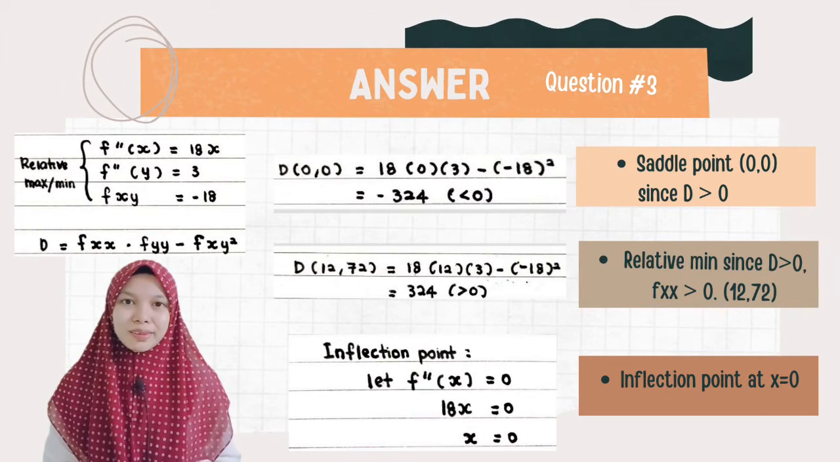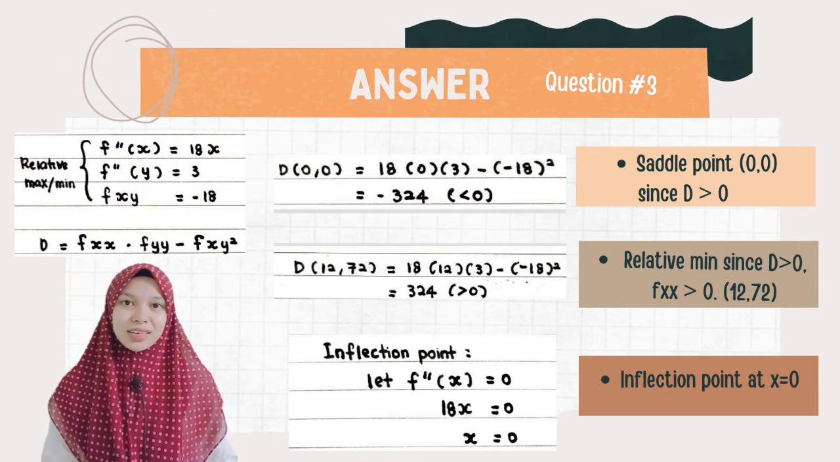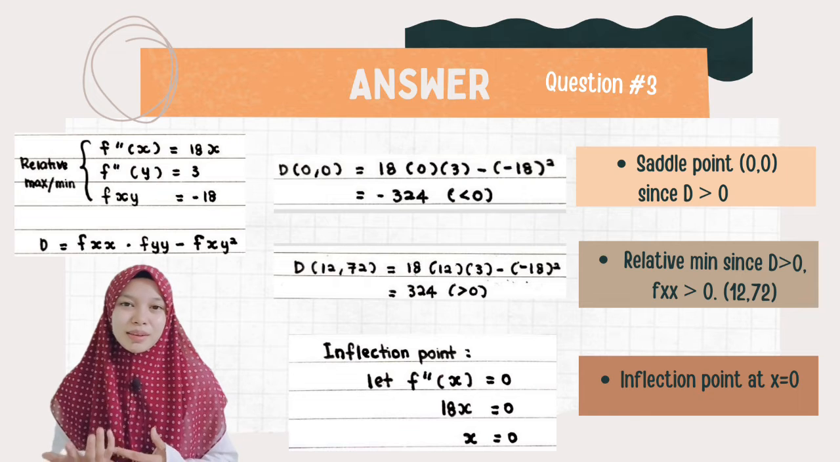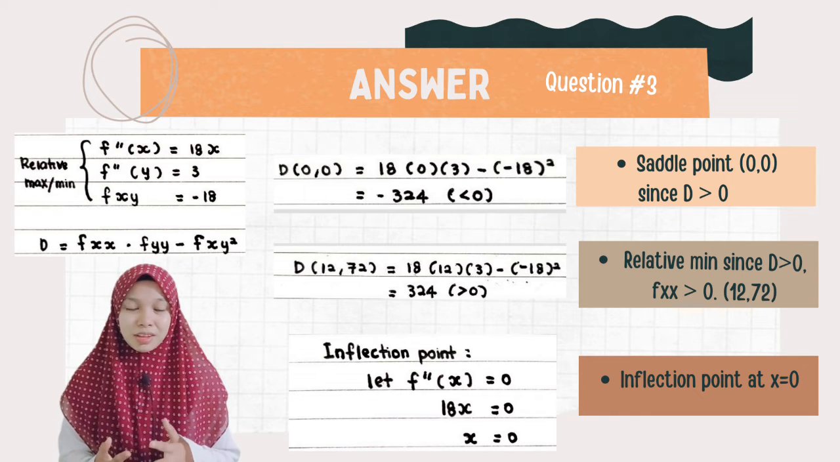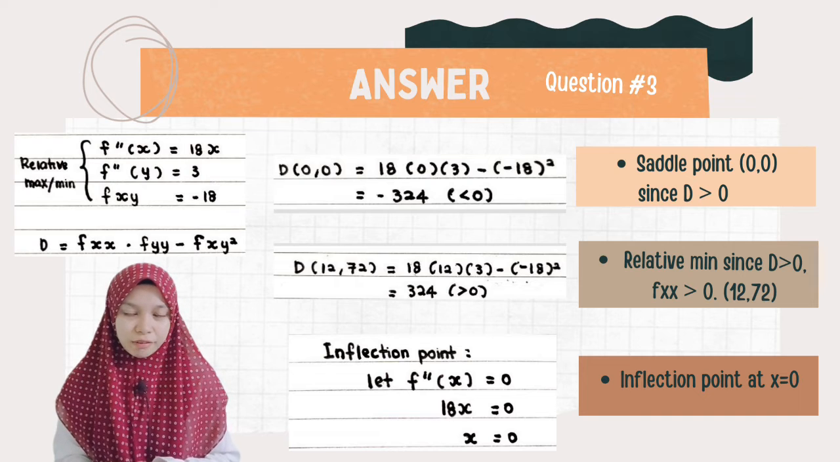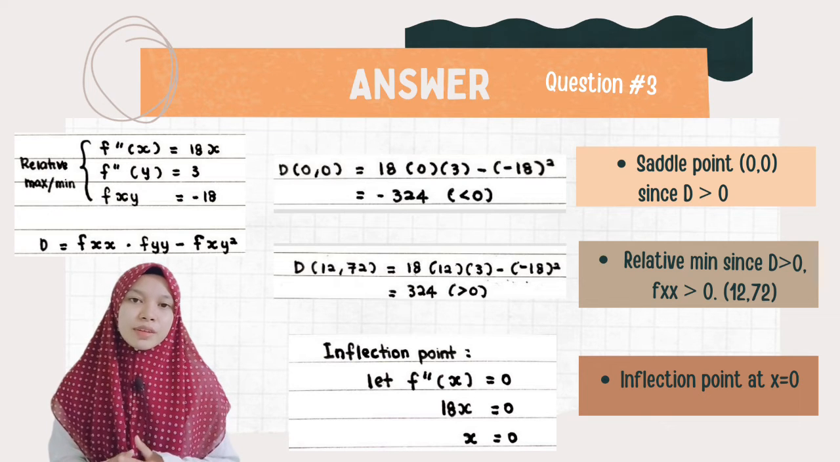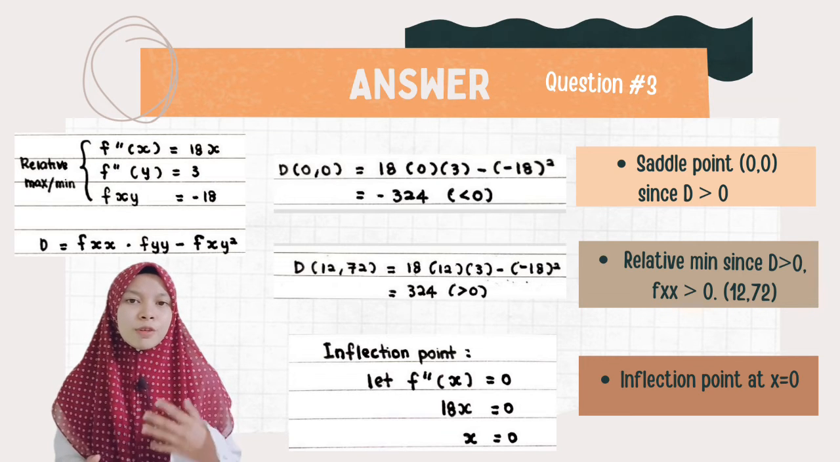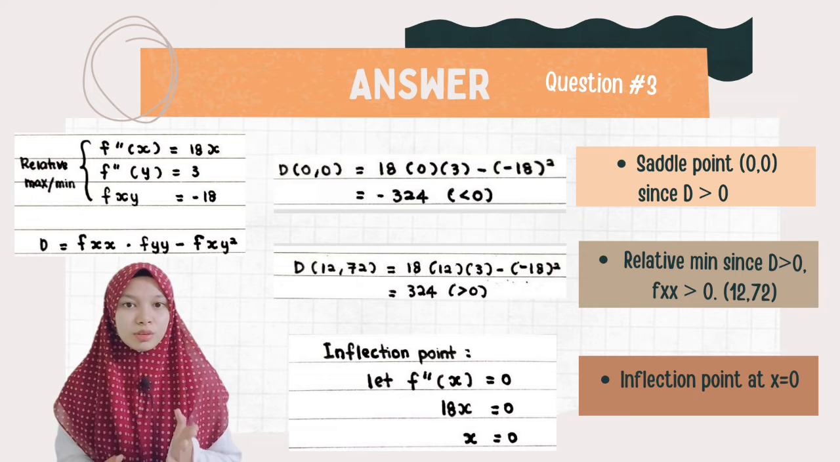Next, I will move to the second instruction, which is to determine whether the points we get from the function are a relative maximum, relative minimum, inflection point, or saddle point. Firstly, we need to take the second order partial derivatives. The second derivative f_xx equals 18x, and the second derivative f_yy equals 3.